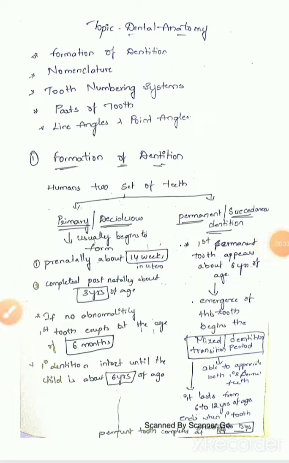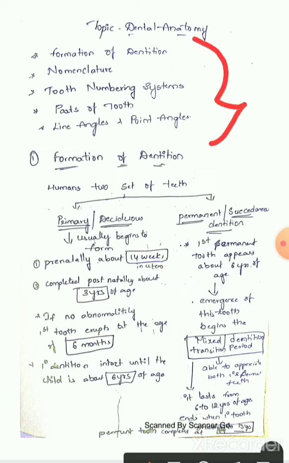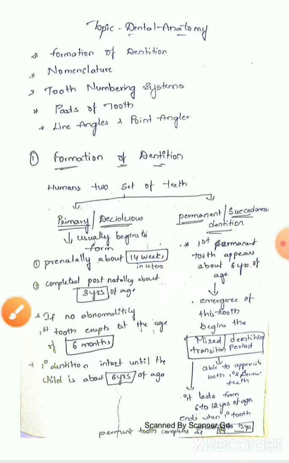Today I would like to cover the basic dental anatomy. In this, we will discuss how the formation of dentition occurs, nomenclature, tooth numbering systems, and parts of a tooth, line angles and point angles. These are the topics covered. So the first one is the formation of dentition: how the tooth is formed.